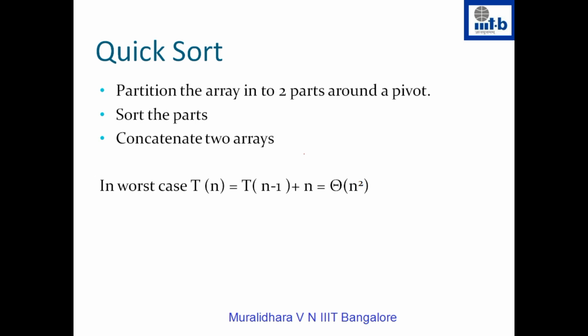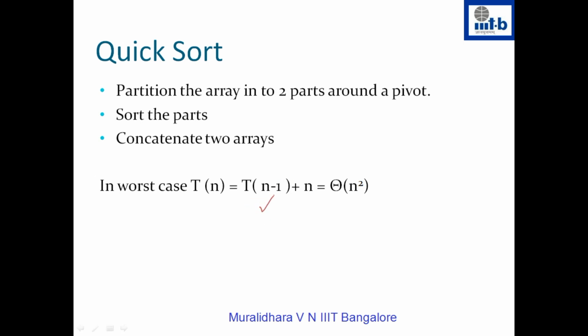In the worst case, what may happen is that the partition may be very bad. Very bad in the sense that after I do the partition, there is only one number on the left hand side, or there may not be any number on the left hand side, because if I pick the maximum element as a pivot, then everything will be on the left hand side. So I have to recursively go and sort a sequence of n minus 1.